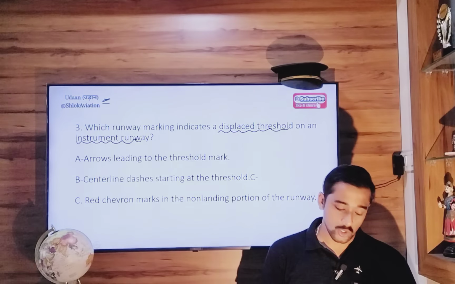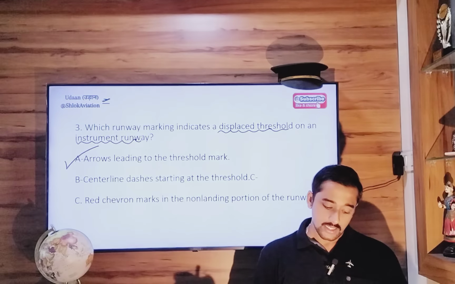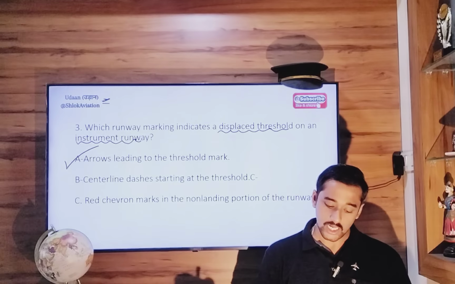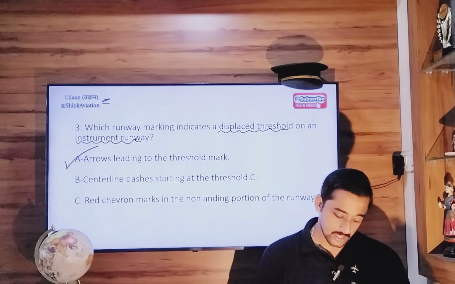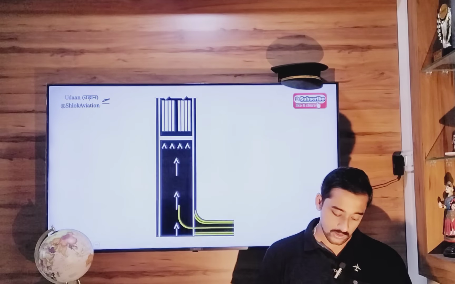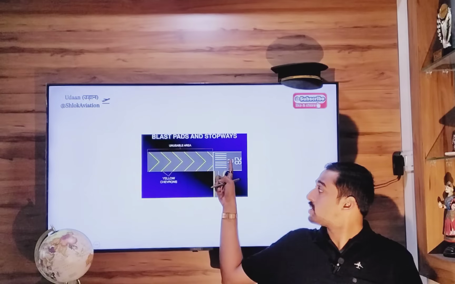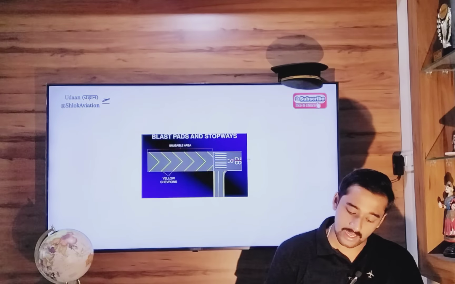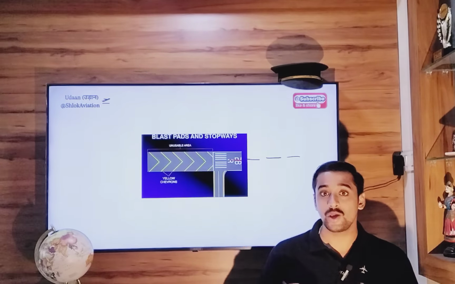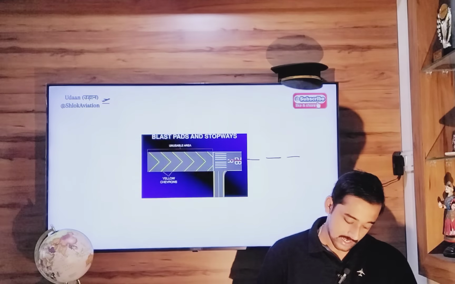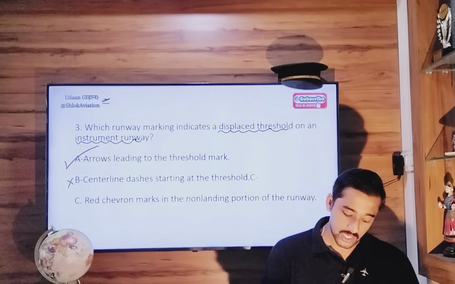Arrows leading to the threshold mark is the correct answer. Centerline dashes starting at the threshold. So these are the centerline dashes starting at the threshold, which means the center of the runway, like this. So that happens beyond the threshold, not before it. So option Bravo is eliminated.